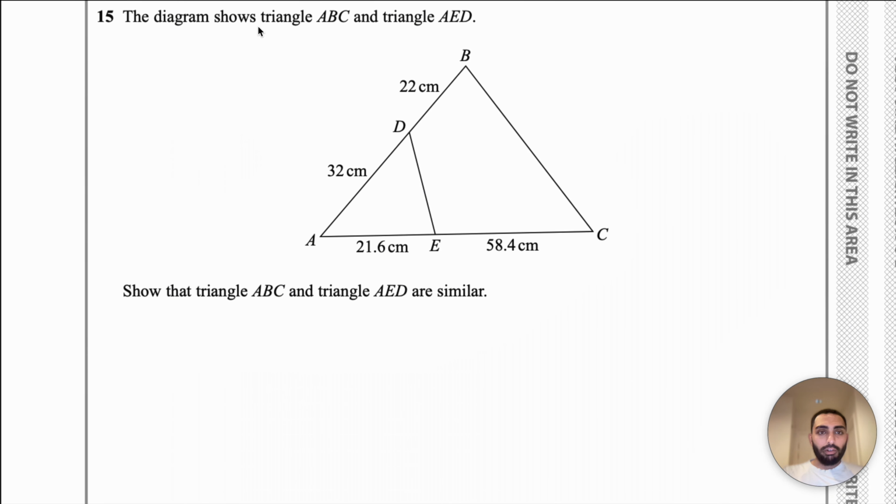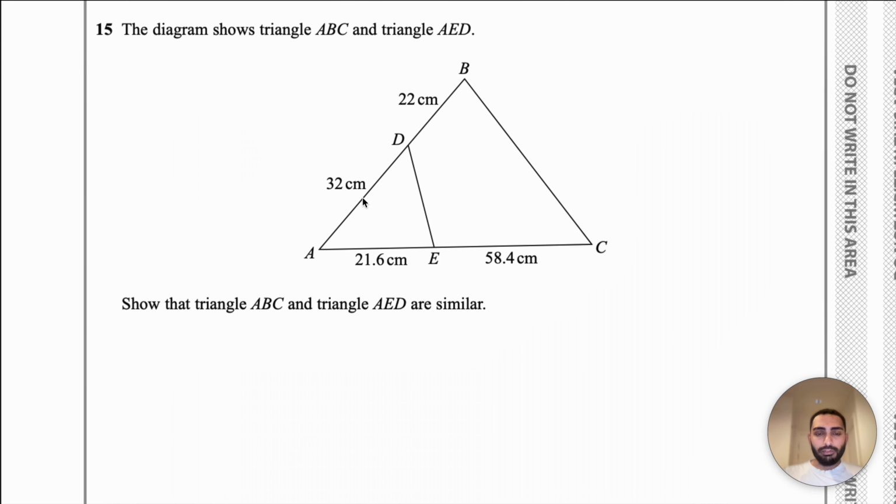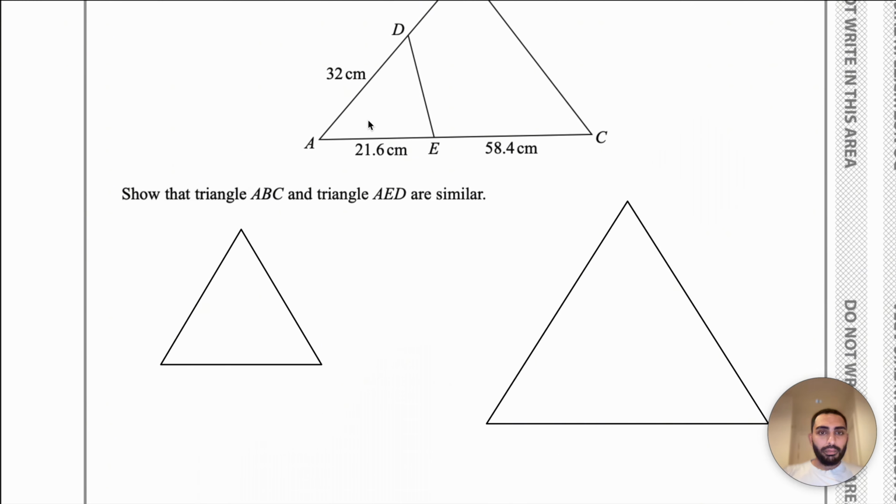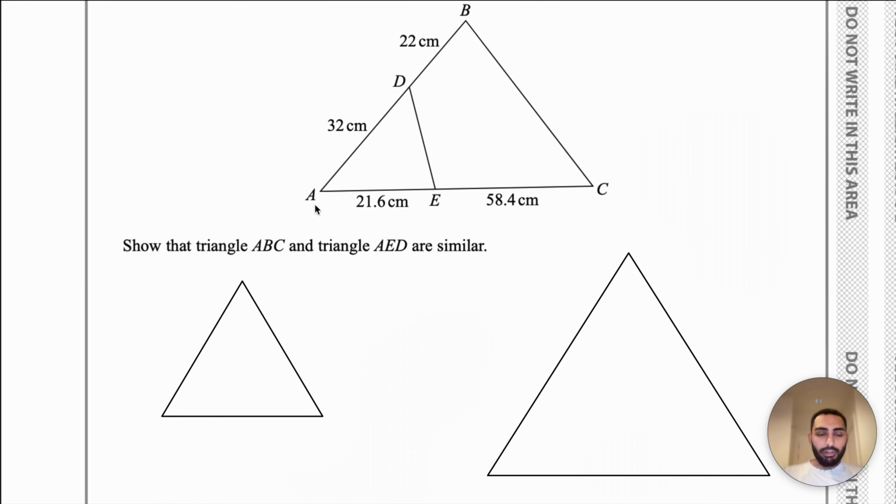Question 15. The diagram shows triangle ABC and triangle AED. Show that triangle ABC and triangle AED are similar. So let's first draw out both of these triangles so we can see it a little bit more clearly. That's my first one, and this is my second one. I'm going to label my sides. So the first one, the smaller one, I've got A, D, and E. And I can see AE is 21.6 and A to D is 32. I don't have D to E, so I'm going to leave that one blank.